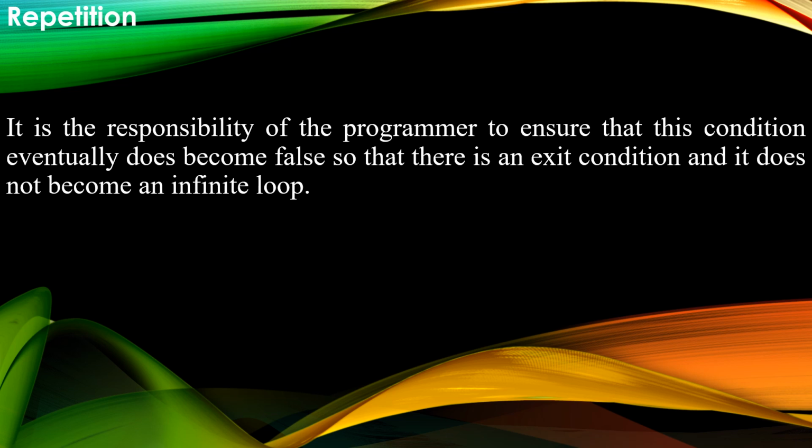If the condition does not become false, then what happens? The loop will execute again and again, iteratively, an infinite number of times. That means the loop will become an infinite loop, and the programmer should not make a loop an infinite loop. For that purpose, they need to write the program to ensure that the condition eventually does become false, so that there is an exit condition to come out of the loop. Once the condition becomes false, it comes out of the loop and executes the statements following the loop.